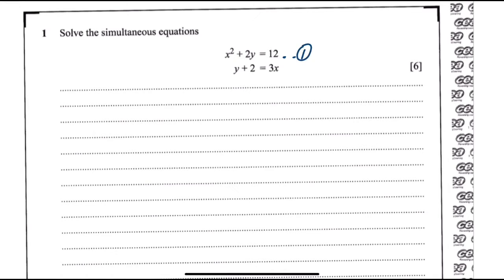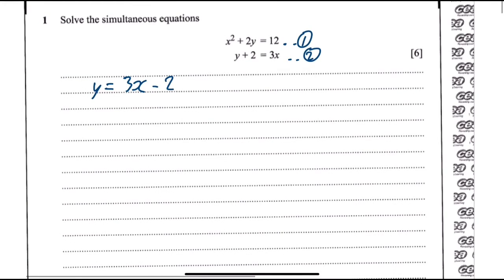So here we've got one quadratic and one linear, and you can see I've labeled them equation 1 and equation 2. What you would do here is rewrite your equation 2, the linear equation, making y the subject. So it just becomes 3x minus 2. Then substitute that into the first equation. So it will become x squared plus 2 times, and instead of writing y, you're going to write 3x minus 2, is equal to 12.